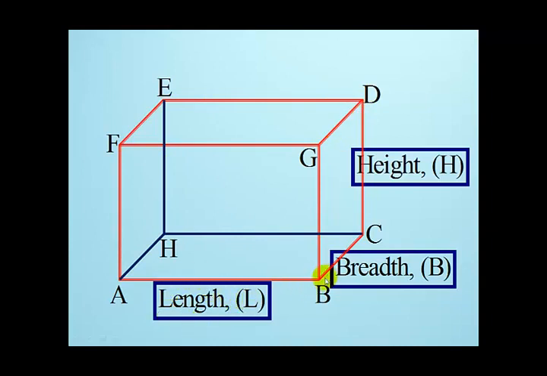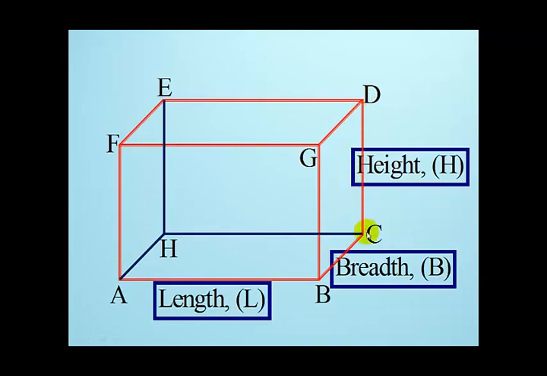We have the breadth, that is B. The distance from B to C is the breadth of the cuboid. The distance is the same as A to H, and it's equal to the distance from F to E, and is the same as the distance from J to D. That is the breadth of the cuboid.